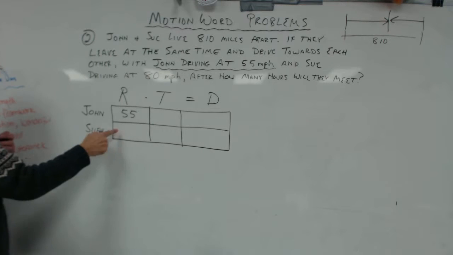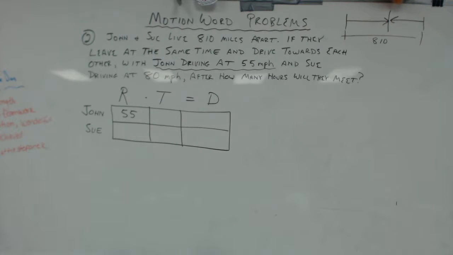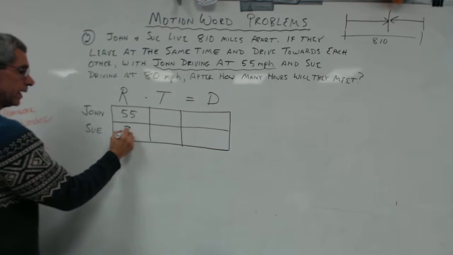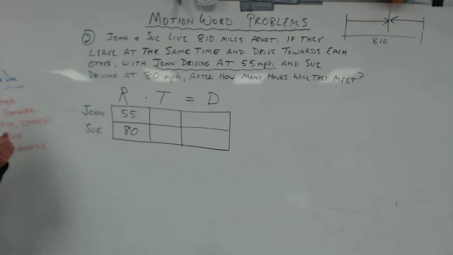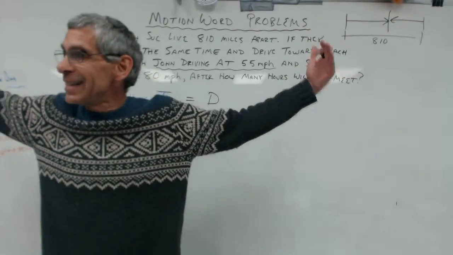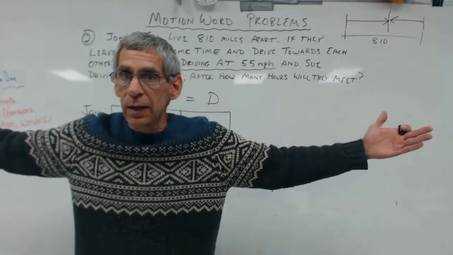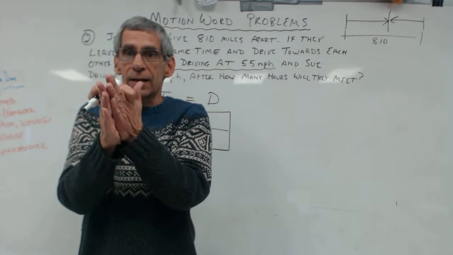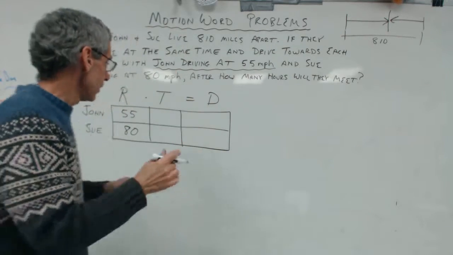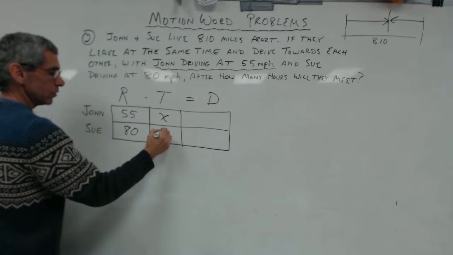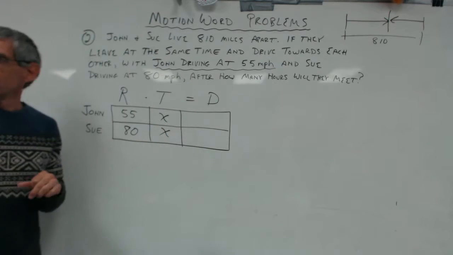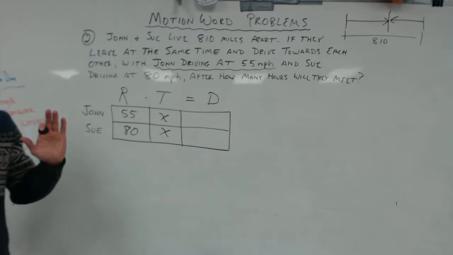And then somebody else, Sue. Yes. 80. Okay, Sue's going 80, right? Now their time: X. They're leaving at exactly the same time, and they're crashing at exactly the same time, X. Right? They're not crashing. They're just doing a high five as they drive by.